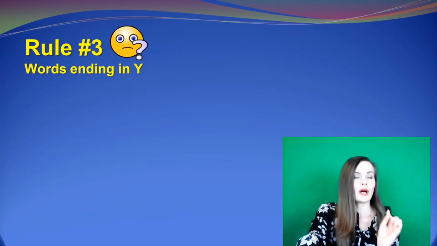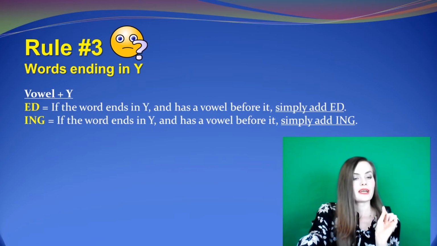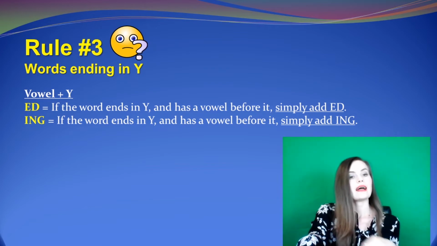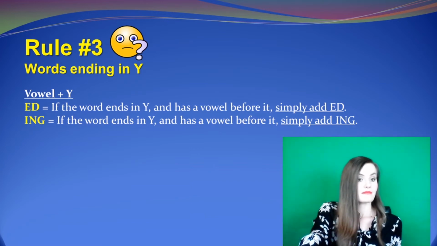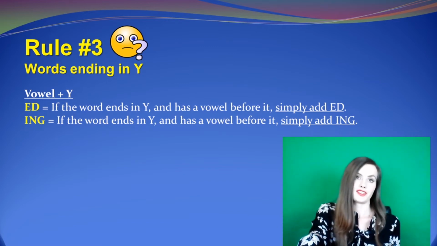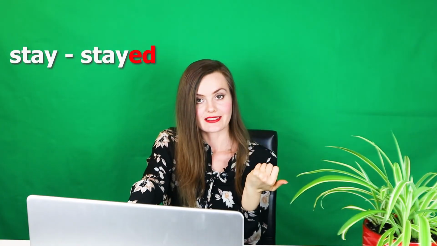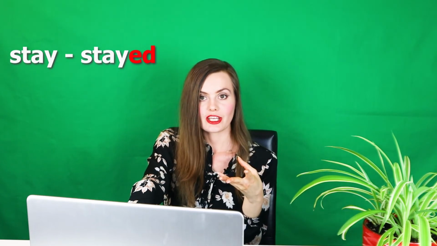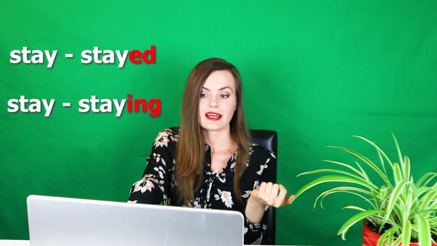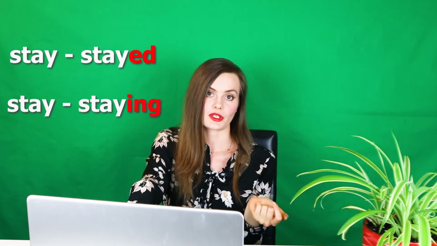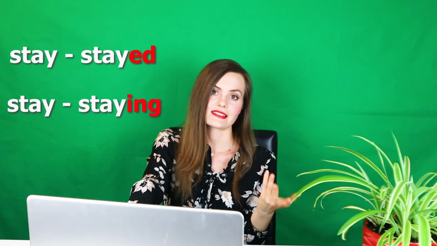You got the idea. Next, we still work on the words ending in Y. But in this rule, we should pay attention to the words that end with a vowel and letter Y. So, if the word ends in Y and has a vowel before it, simply add ED. The same rule applies for ING: you simply add ING. Stay, stayed. You can see that in this word, we did not change anything. We just simply added ED. Or if I want to say staying, I'll simply add ING and I will not change anything in this word. Stay, staying, stayed.